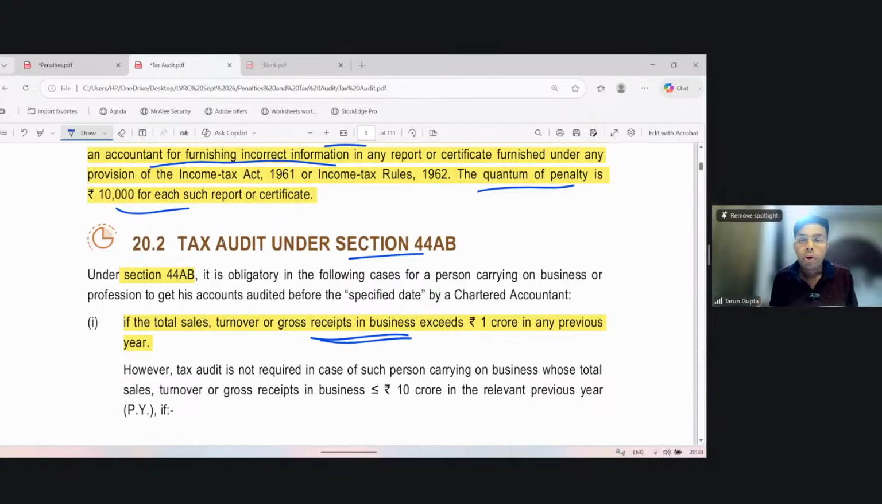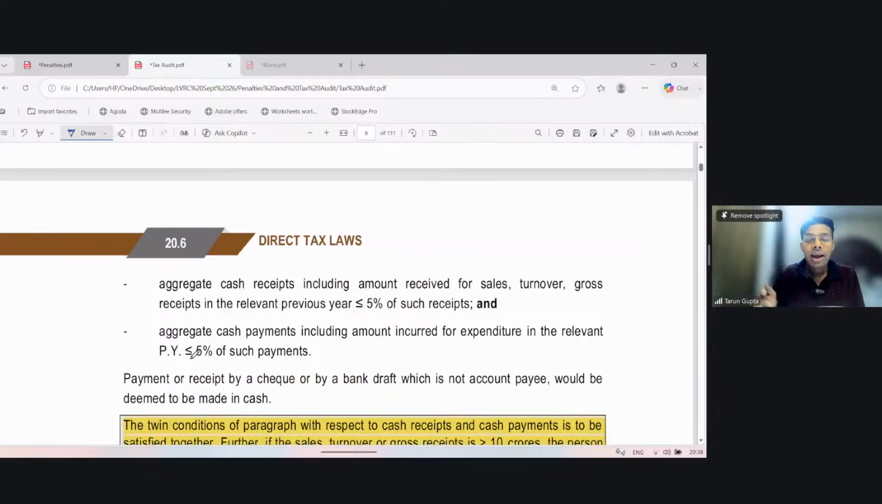So the first requirement is if the receipts in the business exceed 1 crore. However, tax audit is not required in the case of a person carrying on business whose total sales in the business are up to 10 crore if the aggregate cash receipts, including amounts received from sales, etc., are up to 5% of total receipts and aggregate cash payments are up to 5% of such payments. So both the conditions have to be fulfilled. The cash receipts should be up to 5% and the cash payments should also be up to 5%.